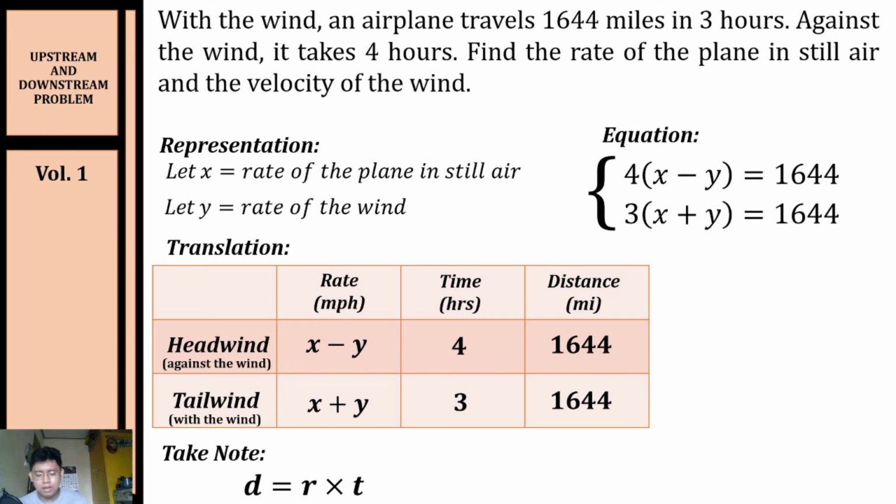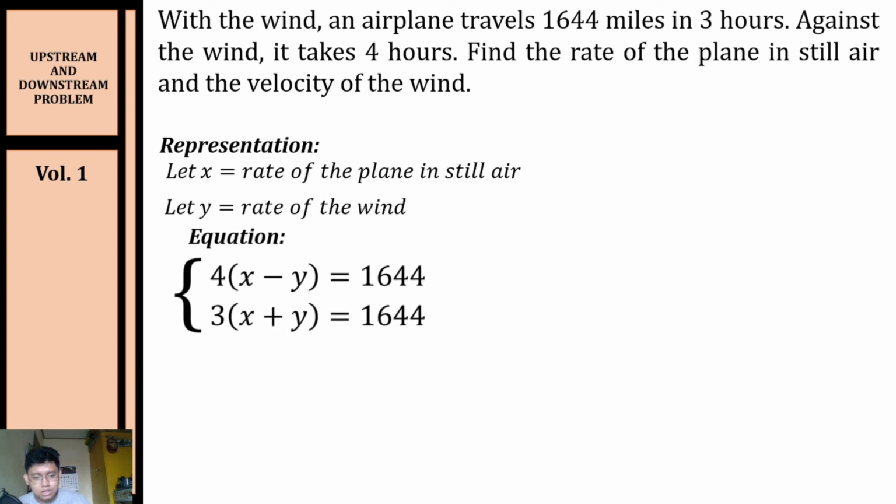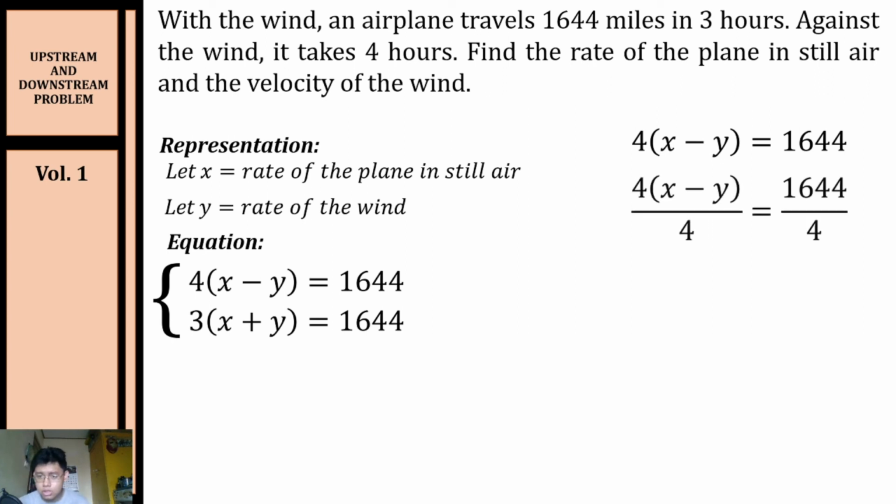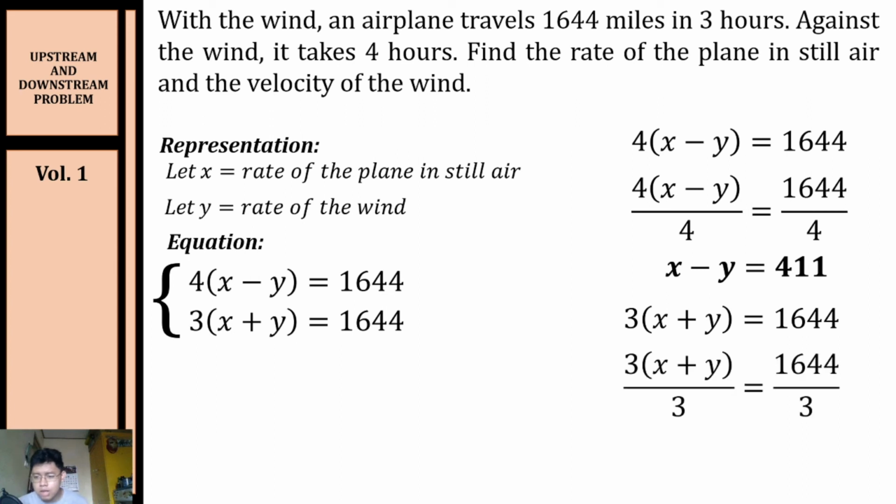1,644. Okay, now that we have our equations, let's simplify them and write them in standard form. Instead of applying distributive property, I suggest we divide by the coefficient 4. Dividing both sides by 4, we will have x minus y is equal to 411. This process will make your numbers smaller. Let's also apply it to our second equation. Instead of applying distributive property, let's divide both sides by 3. Our equation will be x plus y is equal to 548.